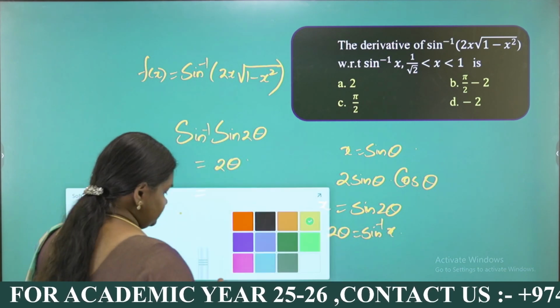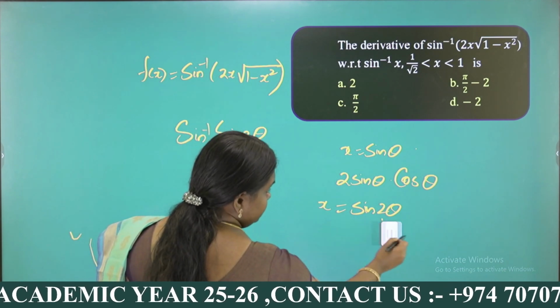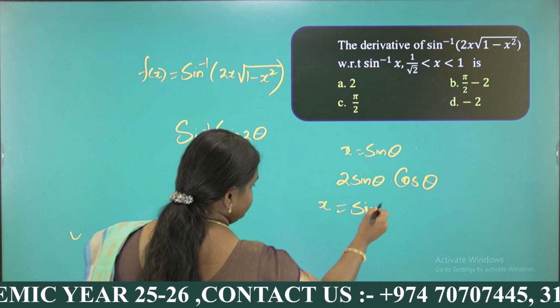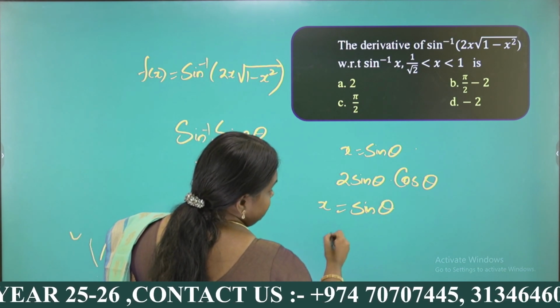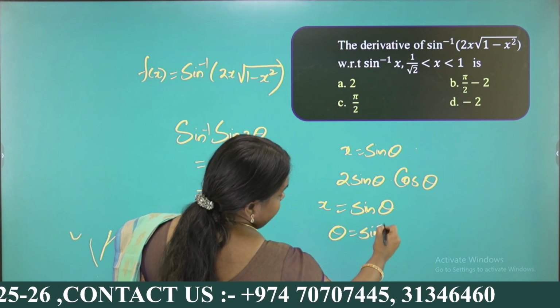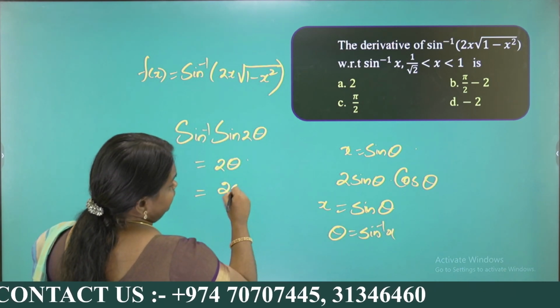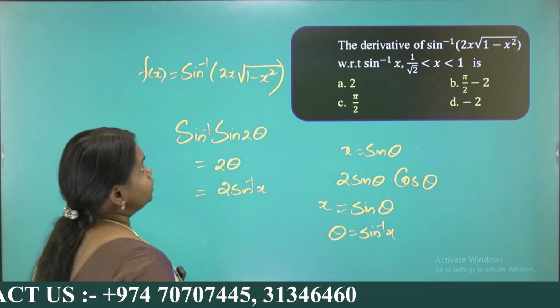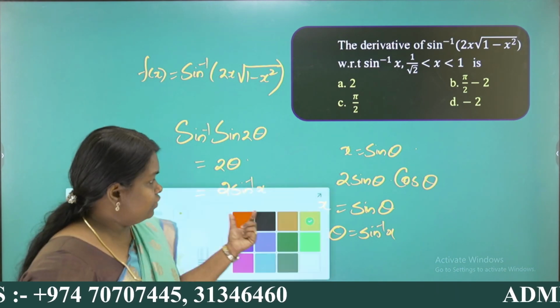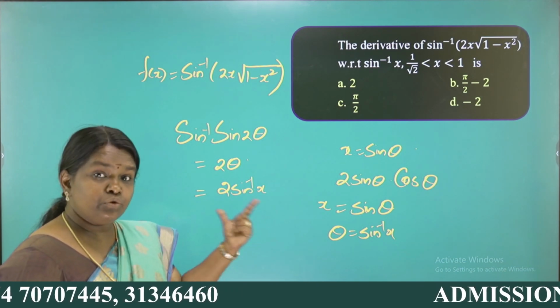Oh, sorry. X is equal to sine theta, not sine 2 theta. So, theta is equal to sine inverse x. So here, 2 sine inverse x. That is your f of x. Your f of x is 2 sine inverse x.